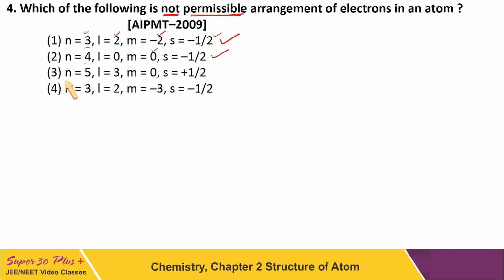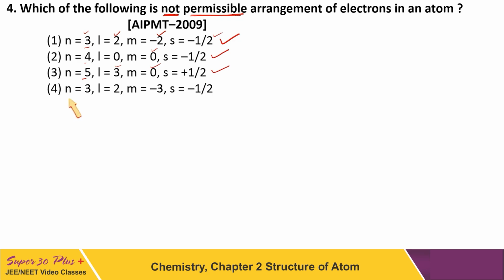Now what about the third set? In the third set, you see principal quantum number is 5. When principal quantum number is 5, possible values for the azimuthal quantum number could be 0 to 4. Here it is 3, so it is allowed. If L is 3, M could be minus 3 to plus 3, which is in the range. And S is plus half, which is also allowed. So this set is completely correct.